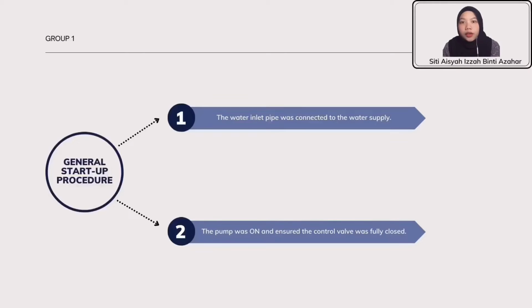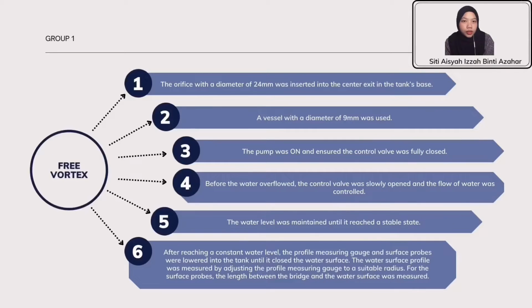In methodology, we have first the general setup procedure. First, the water inlet pipe was connected to the water supply. Second, the pump was turned on and it was ensured the control valve was fully closed. For free vortex, we have 9 procedures that we need to know.